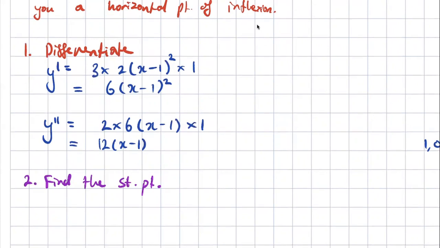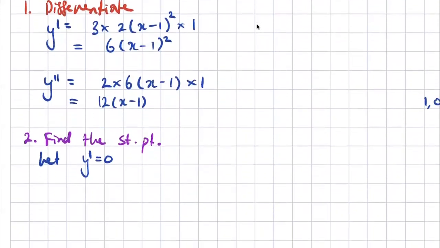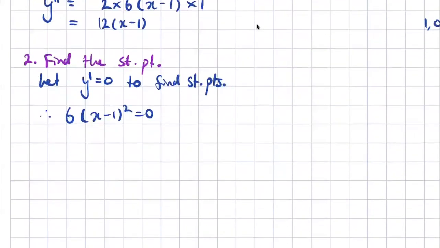Now, remember, we let our y dash equal 0, so our first derivative equals 0, to find any stationary points. Looking at our first derivative, 6 outside of x minus 1 squared is equal to 0. We're going to divide both sides by 6. So now we have x minus 1 squared is equal to 0. Taking the square root of both sides, the square root of 0 is still going to be 0 no matter what. We end up with x minus 1 equals 0, and adding 1 to the other side, we have a stationary point at x equals 1.